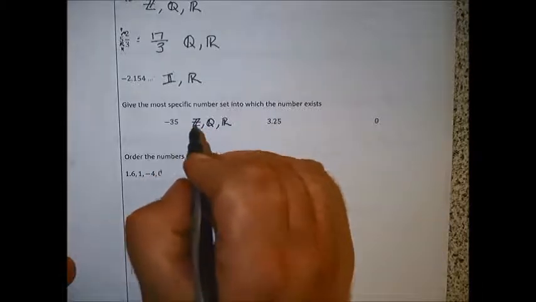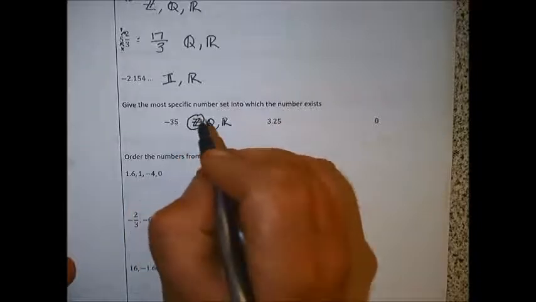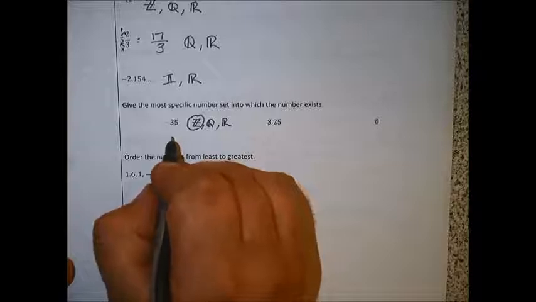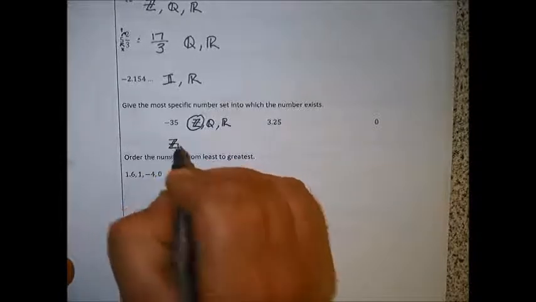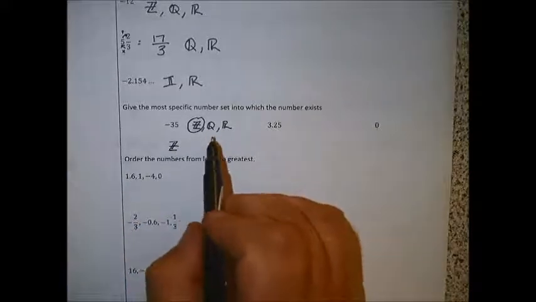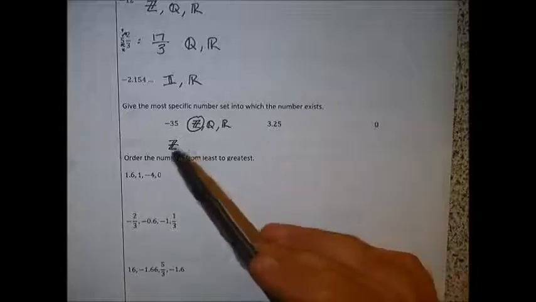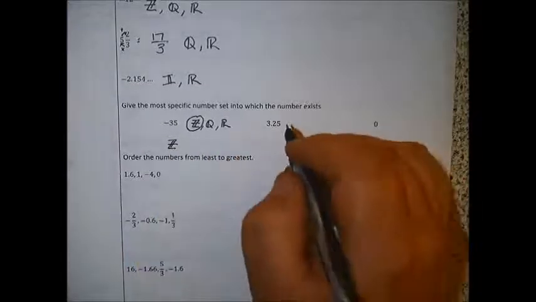When we want to give the most specific number set, we want to go with the first set of our list. Okay? And so what I'm going to say as my answer is just the integers. Even though I know that it's a rational and a real, that doesn't tell me as much information as an integer does. So we go with the most specific one.